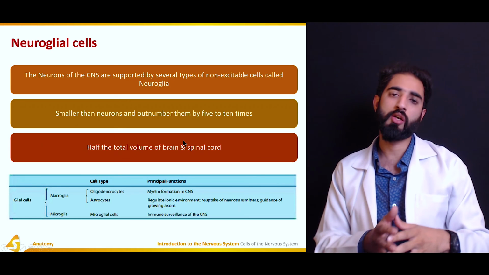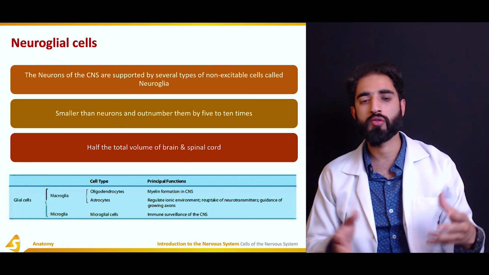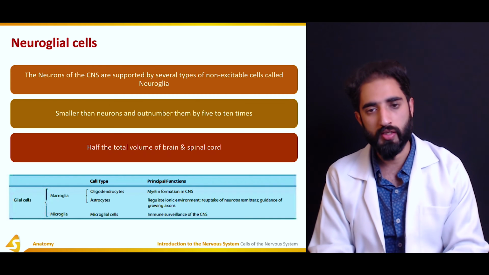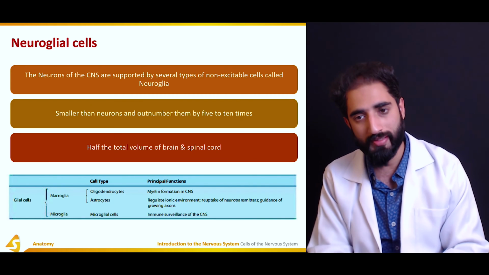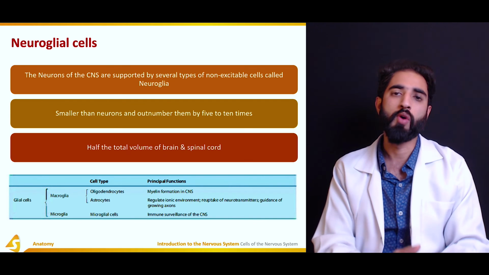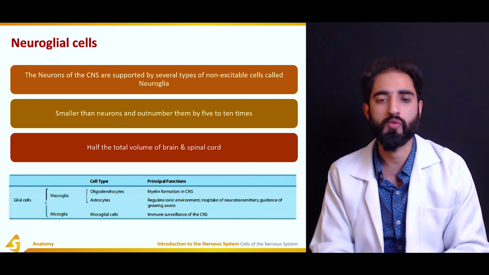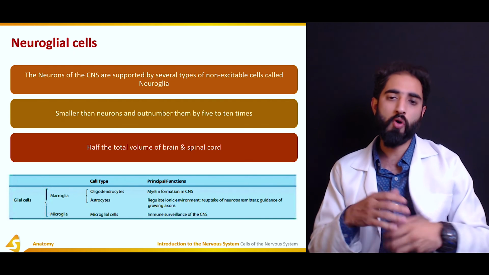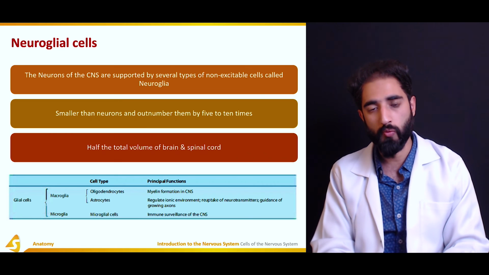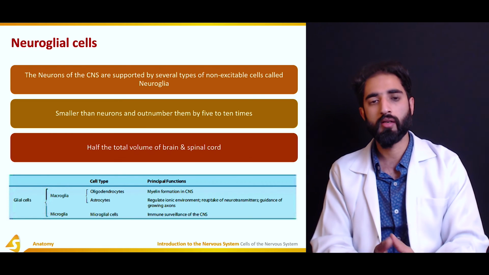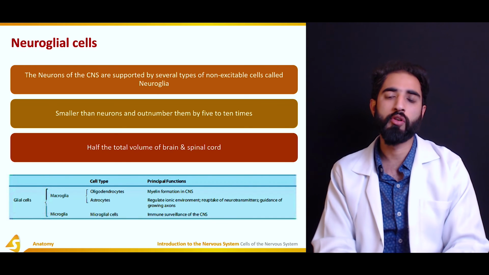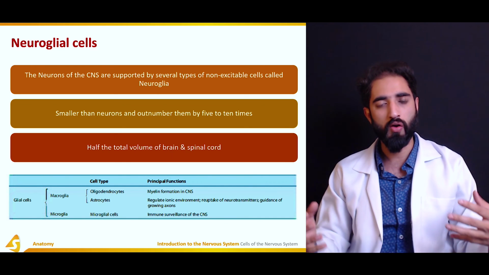Now, the other type of cells other than the neurons is the neuroglial cells, also called the supporting cells of the central nervous system. So neurons of the central nervous system are supported by several types of non-excitable cells called neuroglia. So they cannot transmit impulses from one point to the other because they are not excitatory. Similarly, they are smaller than neurons and they outnumber them by 5 to 10 times. So they are much more abundant as compared to the simple neurons or the nerve cells. They make up half the total volume of the brain and spinal cord, and they are of numerous types.